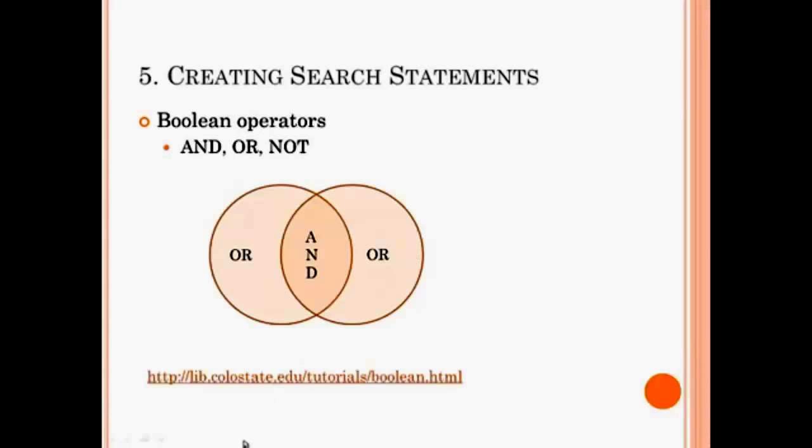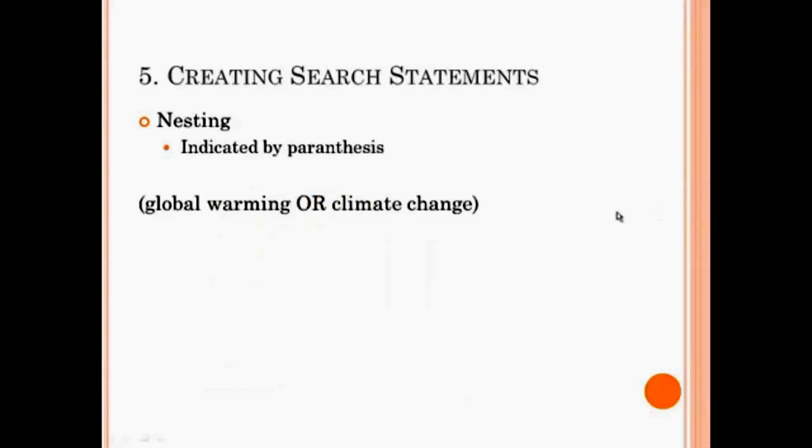The next step in creating a search statement, or one of the other components that you need to learn in creating a search statement, is nesting. Nesting is indicated by parentheses, and it keeps the words together. The search terms and Boolean operators included inside the parentheses will be searched first, and then the terms and operators outside the parentheses will be searched after that. So it keeps them kind of together. We have a choice between global warming OR climate change. This is kind of like the FOIL method if you learned that in school. Parentheses are done first.